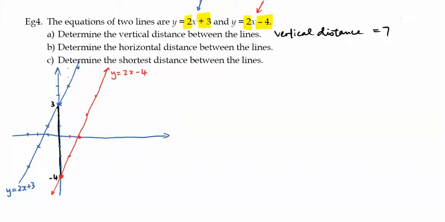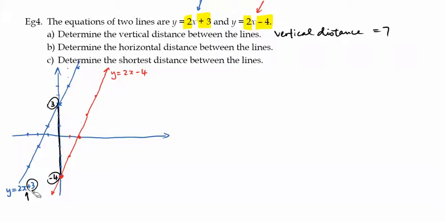I can come up with these two numbers, negative 4 and positive 3, by finding the y-intercept. The y-intercept of your line can be calculated by substituting 0 for x. When x equals 0, I have negative 4. When x equals 0 for this line, I have y equals 3. So that 3 and negative 4 will give us a difference of positive 7.